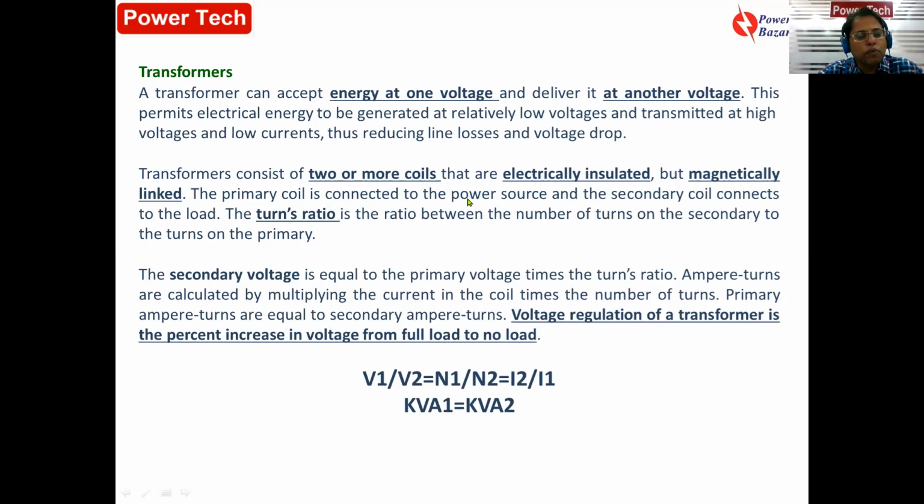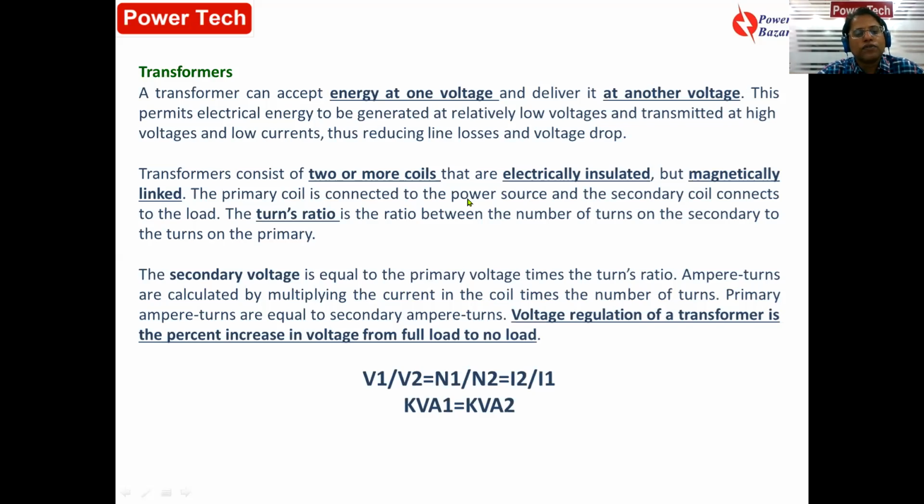Now, suppose the number of turns in the primary winding is relatively small, but the secondary winding has relatively more. Then it will step up the voltage. That means it will be a step up transformer. But if the number of turns in the primary winding is more compared to the secondary winding, then it will step down the voltage. That means it will reduce the voltage on the secondary side. That is known as a step down transformer.